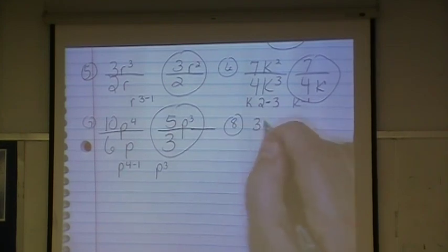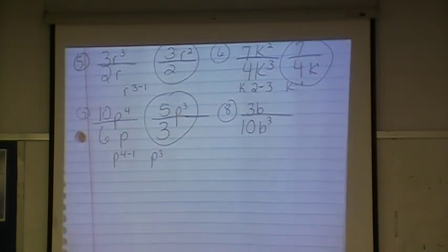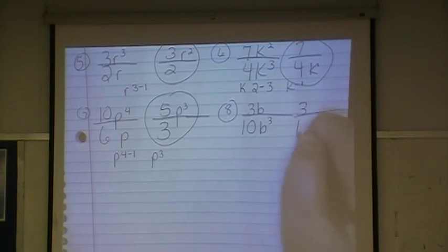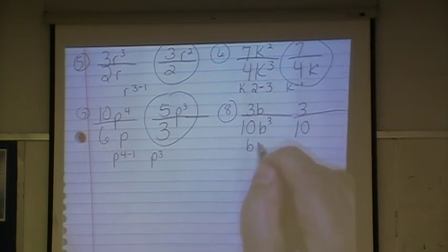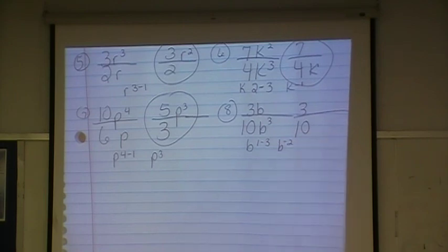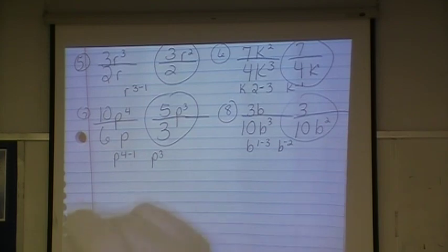Number 8. Tristan, that's your problem. Tell me what I'm going to do to that one. Well, you would write your 3 and your 2. Nope, they're not going to reduce, so I'm just going to rewrite it. And then you would do 1 minus 3. B, 1 minus 3 is? Negative 2. So you put b negative 2 next to the 2. So I put negative 2? No, positive. You're going to put it on the bottom. It can't sit on the top, but you make sure you change that to a positive.